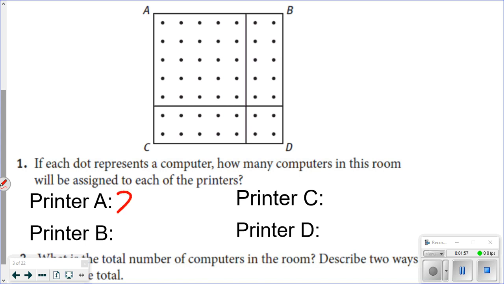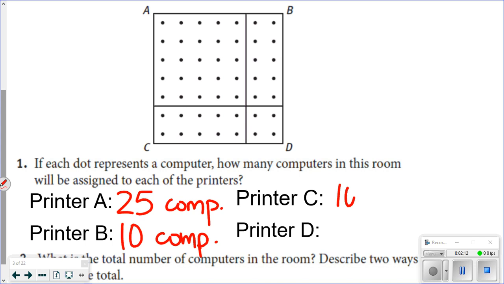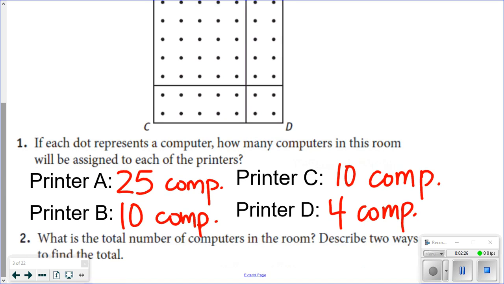Printer A has 25 computers. B has 10 computers. Printer C also has 10 computers. And printer D has 4. Go ahead and answer question 2.